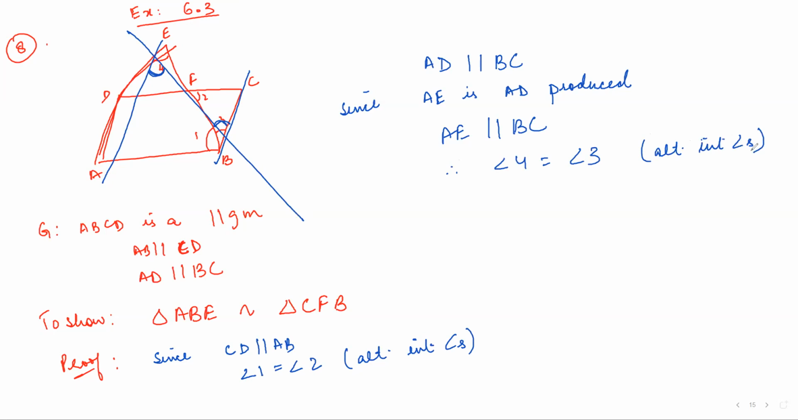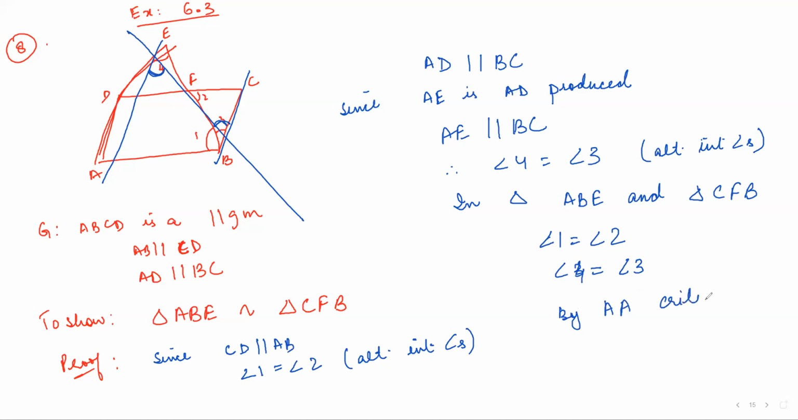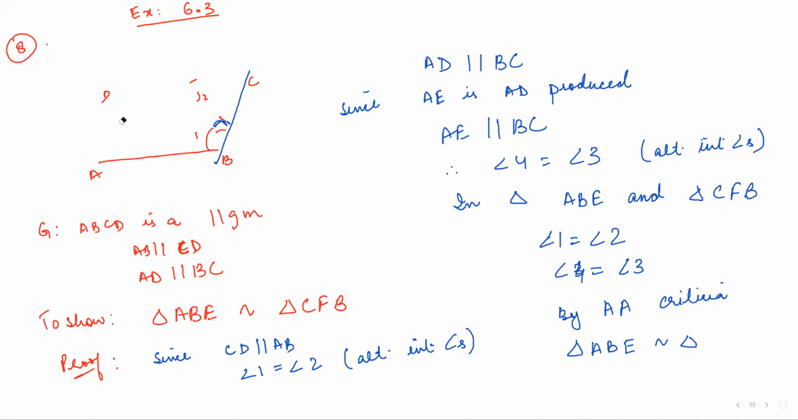Now, if you look at these triangles, in triangle ABE and triangle CFB, two angles are now the same. I have angle 1 equal to angle 2, and angle 4 equal to angle 3. So by AA criteria, your triangle ABE is similar to triangle. Now name it carefully. When you have A, my figure is really messed up. Wait.